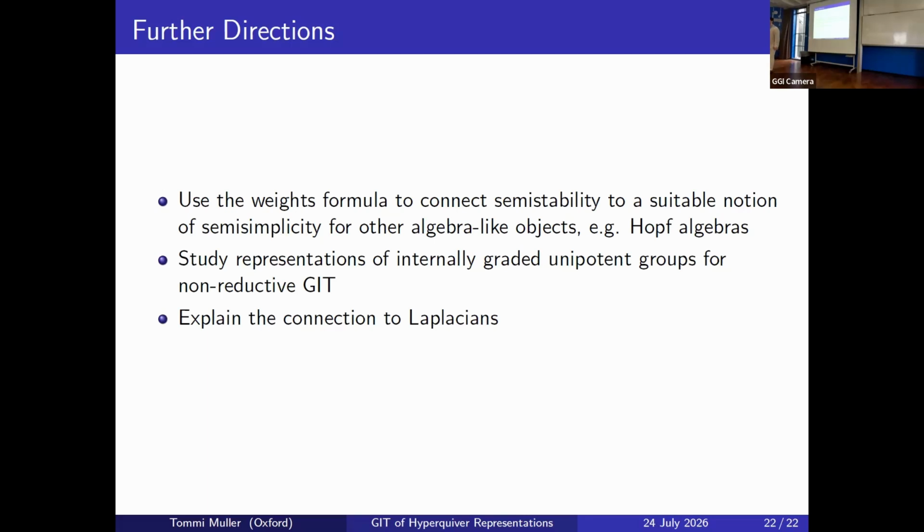Is it possible to work over positive characteristic? At some point you're dividing by two, so maybe more characters.